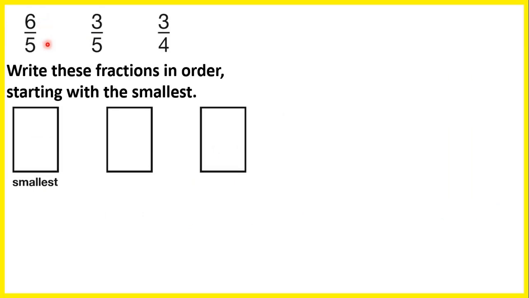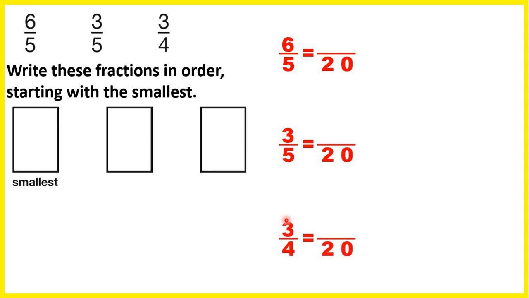We have 6/5, 3/5, and 3/4, and we need to write these fractions in order, starting with the smallest. So we have 2 fractions with a denominator of 5, and 1 fraction with a denominator of 4. And one way to compare fractions is to make the denominators the same by finding equivalent fractions. Now 20 is in both the 5 and the 4 times table, so we can find equivalent fractions for 6/5, 3/5, and 3/4, which have a denominator of 20.